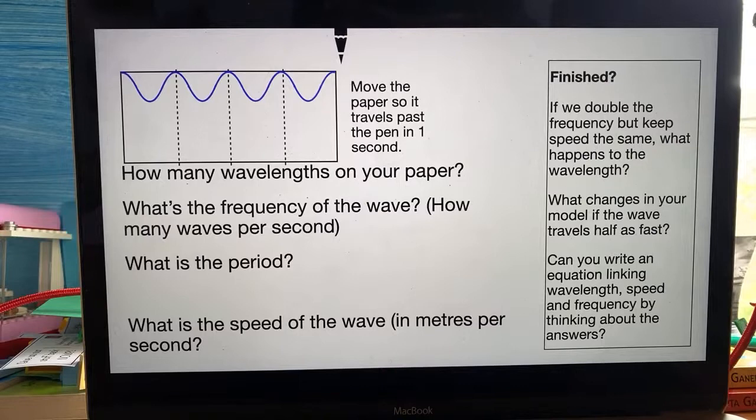And if you finish that, if you're like, oh, so easy. Well, if we double the frequency, but we keep speed the same, what happens to the wavelength? What changes in your model if the wave travels half as fast? And can you write an equation linking wavelength, speed and frequency by thinking about the answers? So the finished bit is supposed to be hard because you finished, so you deserve challenges.